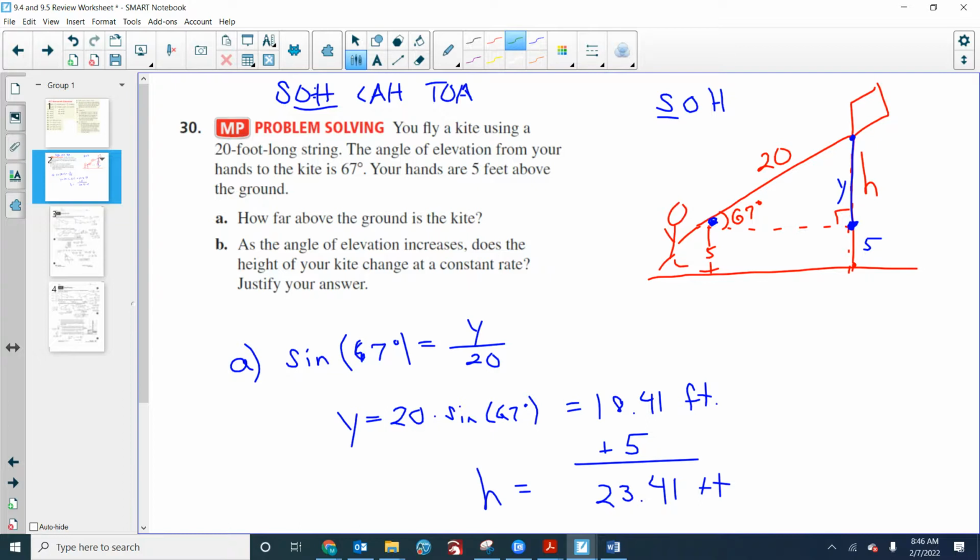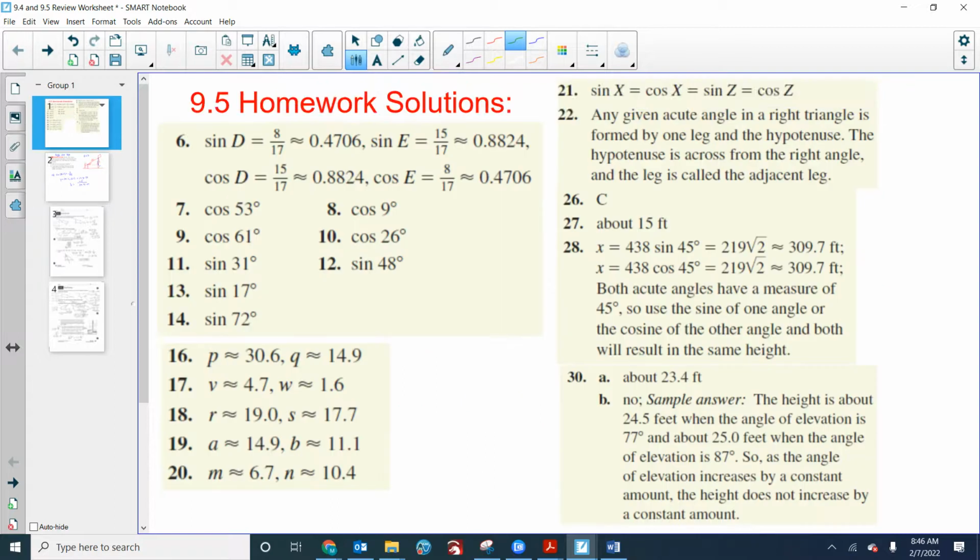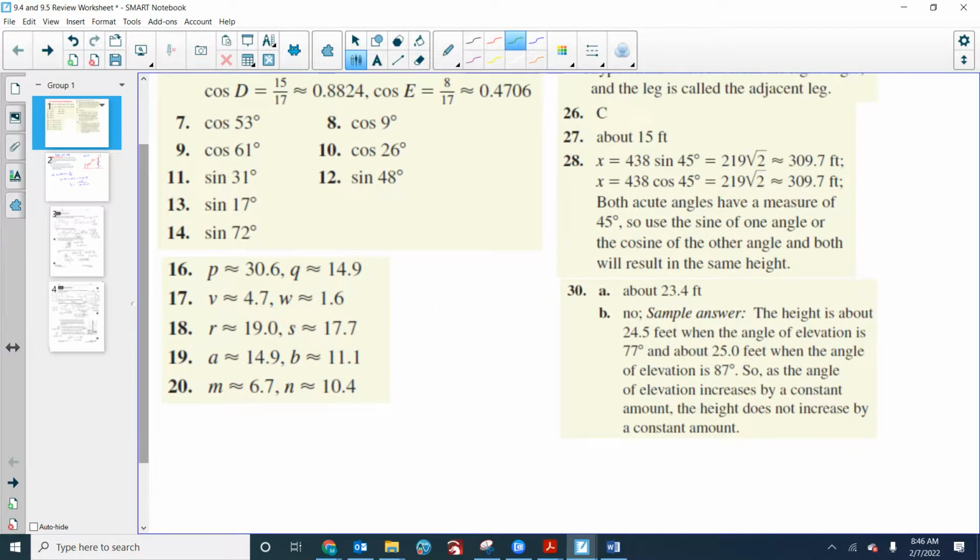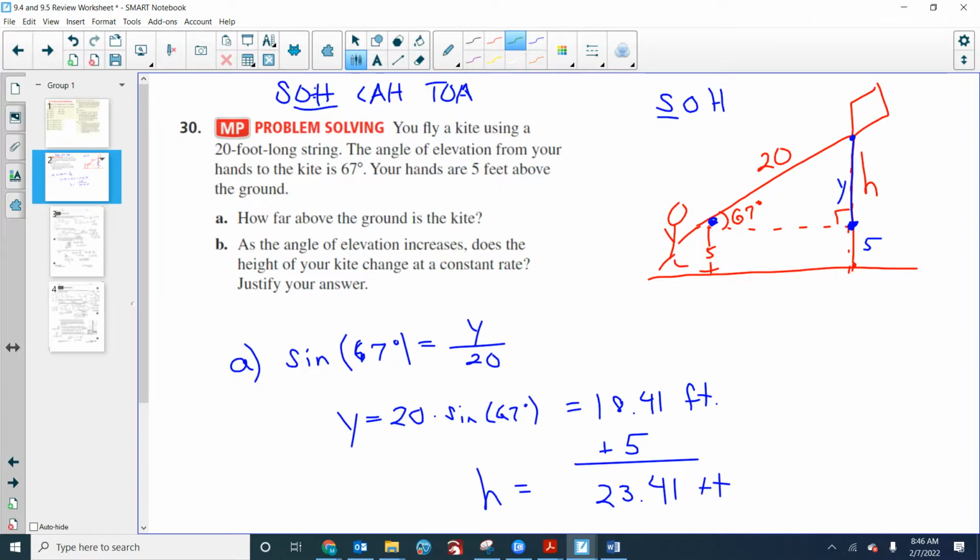As the angle of elevation increases, does the height of your kite change at a constant rate? Ooh, that's kind of a tough one. Obviously you checked the answer. Did you understand the answer? Here's the problem. As the angle of elevation increases, watch. Ready? Here's the angle from my hand to the kite. Angle of elevation increases. Does the height of your kite change at a constant rate? What's it really asking?